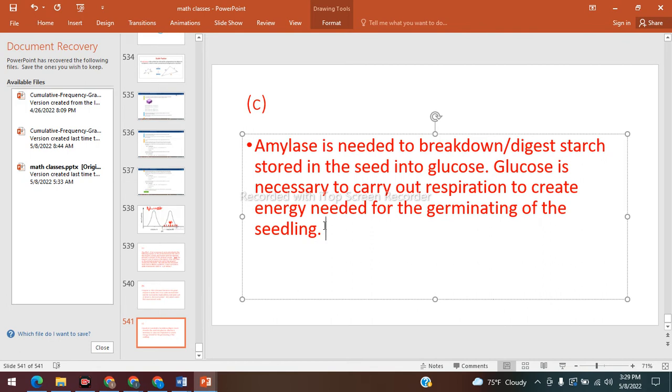So you get your first point from the breakdown, amylase breaks down starch. Second point is glucose is necessary to carry out respiration. So we're at the third point. I say needed to carry out respiration, but what specifically? So, to create energy needed for the germinating of the seedling. So I connected it back to the whole process of germinating and what it is actually there for, to produce growth in the seed.